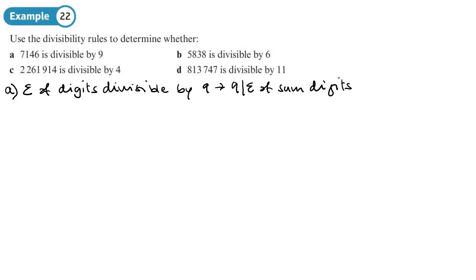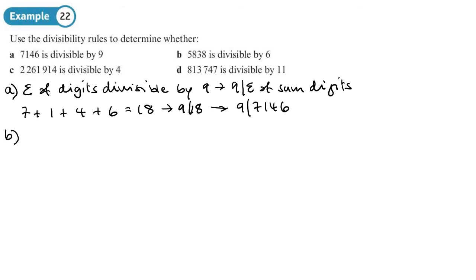Right, so let's do that then. We'll add the digits together. 7 plus 1 plus 4 plus 6 is 18. Now 9 divides 18, which means that 7146 is divisible by 9. So let's use the proper mathematical notation: 9 divides 7146.